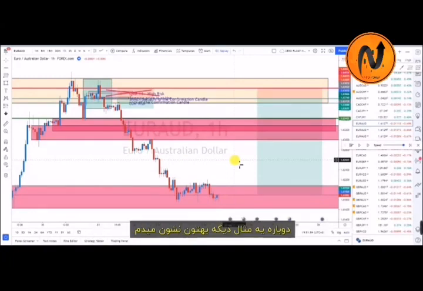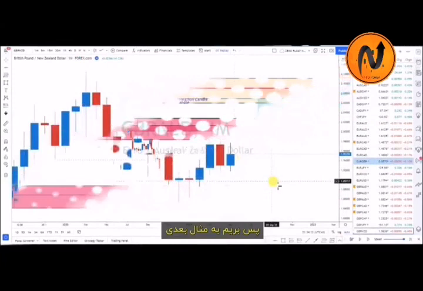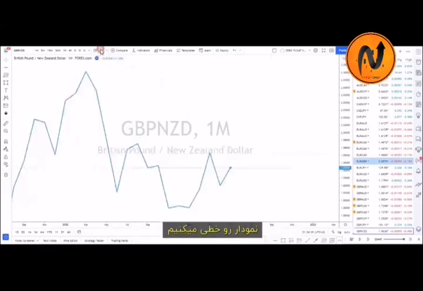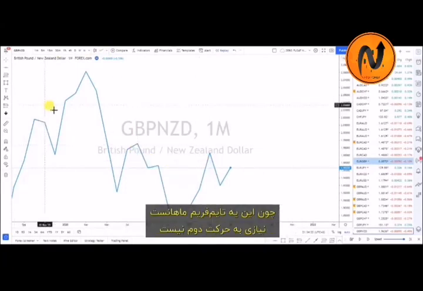Okay, I'm going to give you again another example. So let's head to the next example. Okay, guys, let's look at the second example. In this case, this is the GBP NZD on the monthly time frame. So let's change to the line chart. Okay, we can see here this is a resistance. Since this is a monthly time frame, then we do not require second movement.